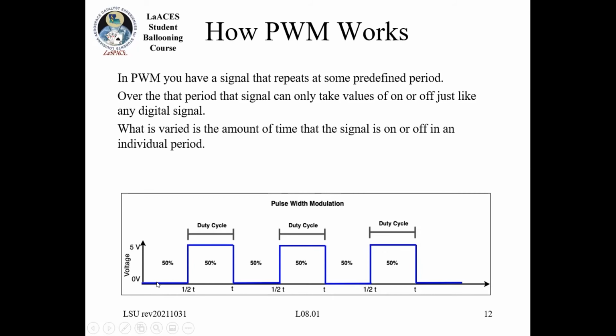You'll notice that during this entire signal, it is still always only 0 or 5 volts. It's only off or on. But what I can instead do is vary how long I keep this signal on. In this case, I have it at 50%, right?